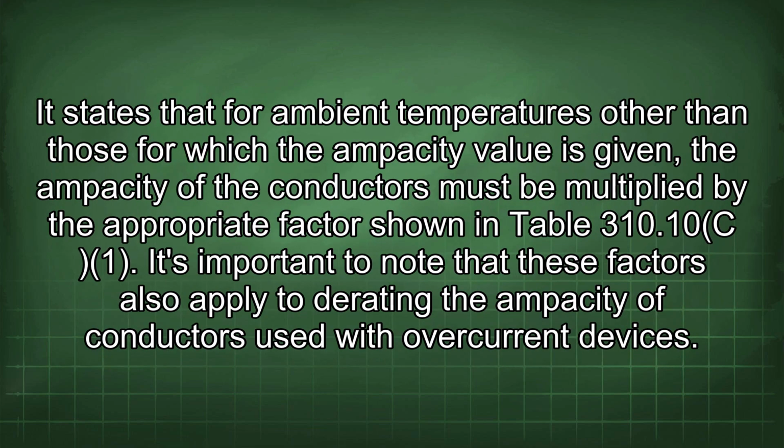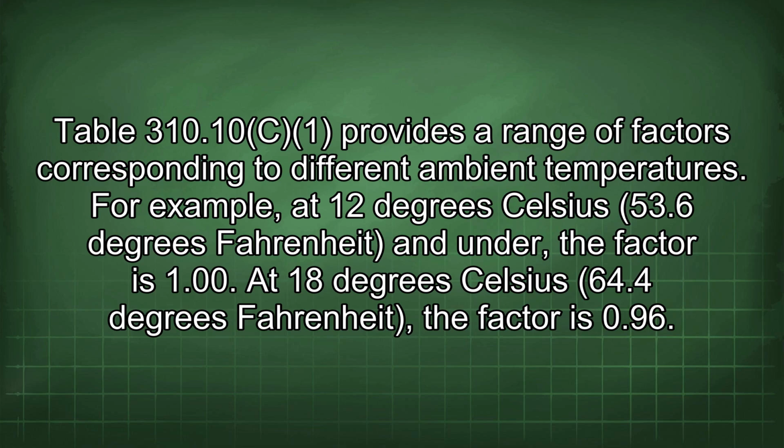It states that for ambient temperatures other than those for which the ampacity value is given, the ampacity of the conductors must be multiplied by the appropriate factor shown in Table 310.10. It's important to note that these factors also apply to derating the ampacity of conductors used with overcurrent devices. Table 310.10 provides a range of factors corresponding to different ambient temperatures. For example, at 12 degrees Celsius (53.6 degrees Fahrenheit) and under, the factor is 1.0.